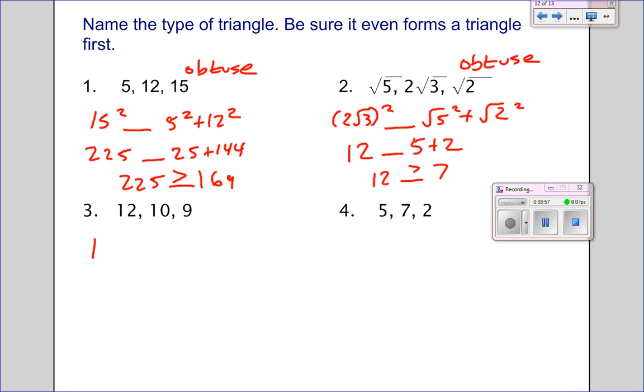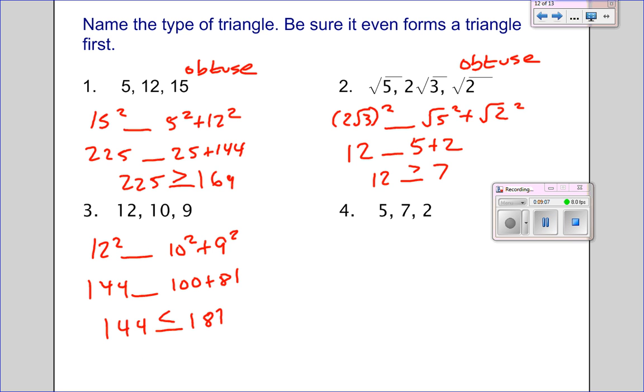And this one, biggest side is 12. 10 squared plus 9 squared. 144, 100 plus 81. 144, blank 181. It's less than, so this must be an acute triangle. And finally, on number 4, you should have actually seen that 5 plus 2 is not greater than 7, so this actually doesn't form a triangle. That's going back to first semester. It is important that you check to see if they form a triangle. The 2 smaller sides should be bigger than the third side.